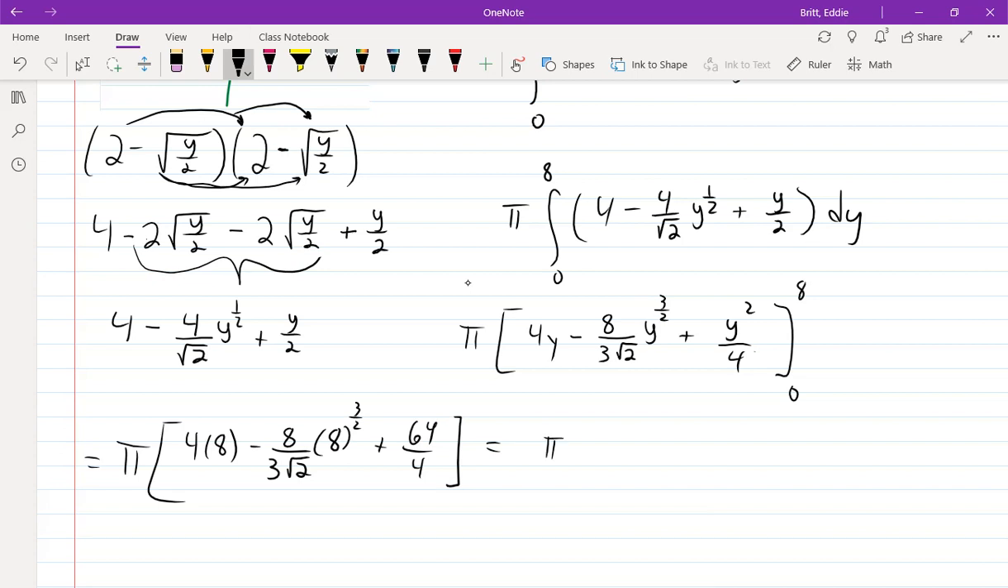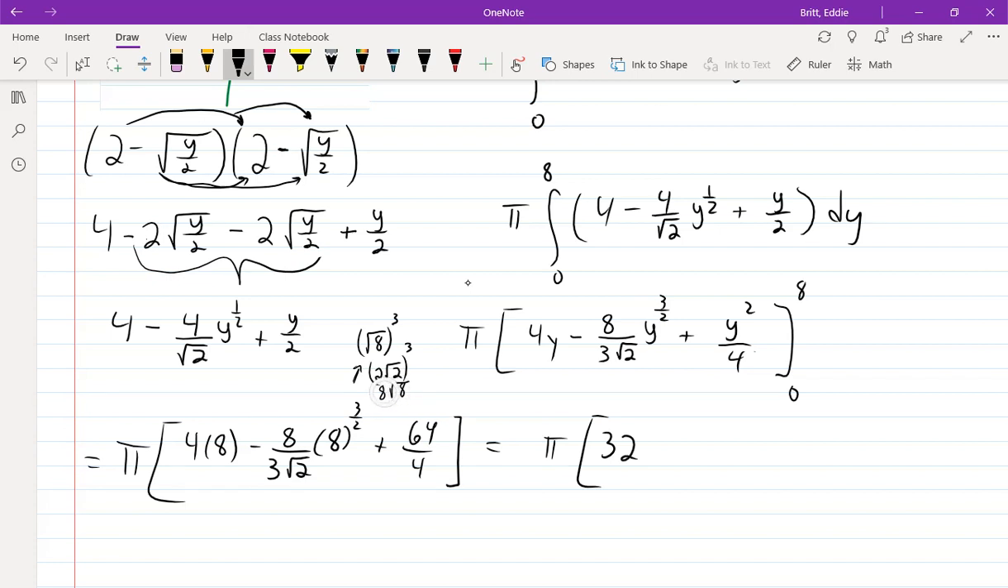All right, so I have pi times 32. Now, I'm going to have to do some actual work here. So how do I say 8 to the 3/2 power? Well, remember, 8 to the 3/2 power means the square root of 8 cubed. And the square root of 8 is 2 square roots of 2. So it's going to be 2 square roots of 2 cubed. So I'll say 2 times 2 times 2 on the outside. That'll give me 8. And then square root of 2 times square root of 2 times square root of 2 is square root of 8. So I have 8 square roots of 8.